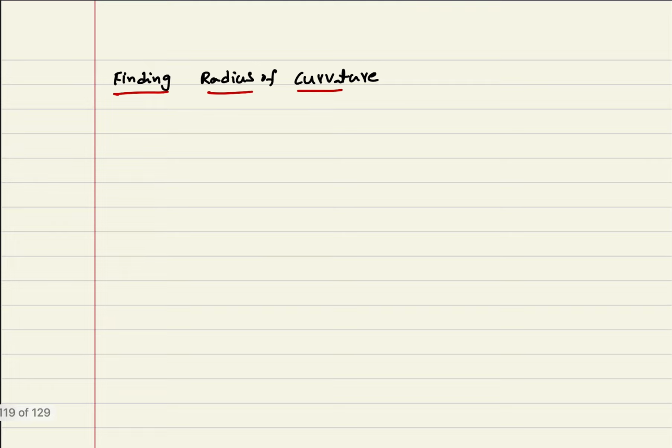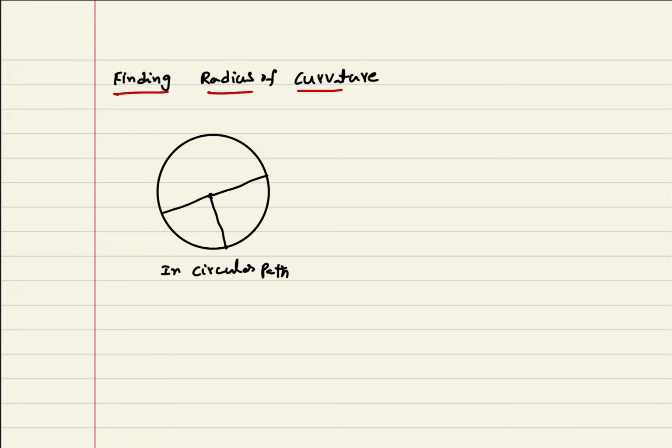Okay, next one, finding radius of curvature. I am just giving information on the main points in this. If any particle is moving in a circular path, the radius is the same everywhere. At any point you see, the radius is r. Radius is constant, r is constant for a fixed circle.